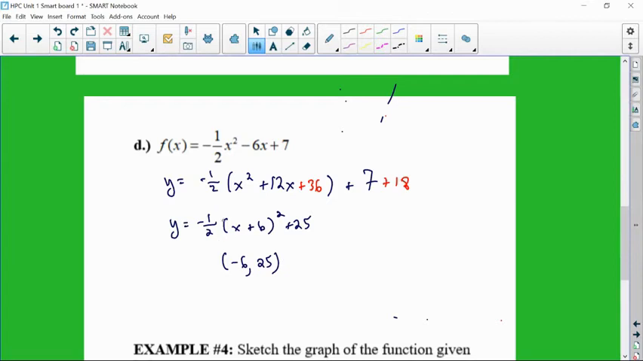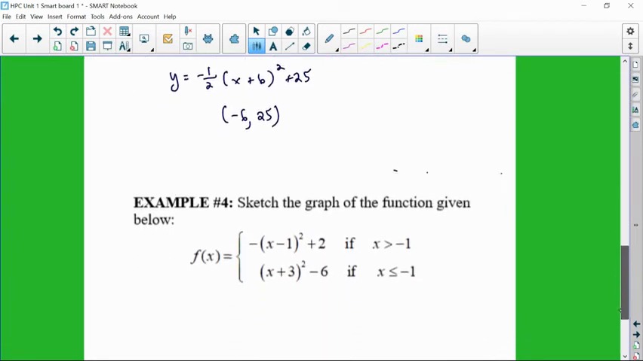And again, this coefficient in front of negative 1/2 tells me my parabola is opening down, and it's increasing at a rate half of what the normal increase is, making it a wider parabola, or vertically compressed, horizontally stretched. Okay. And then, excellent.